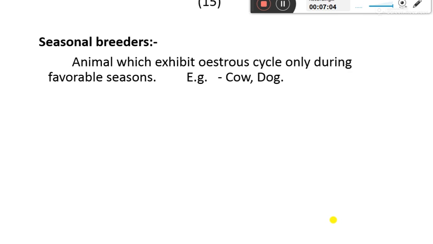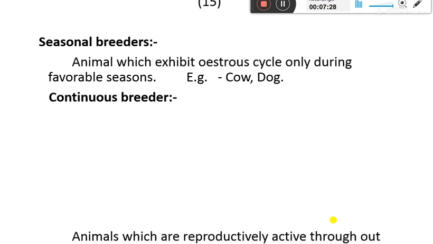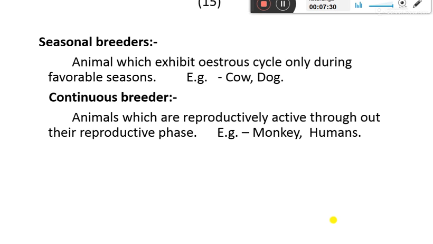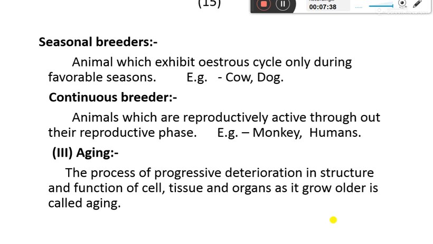Now, seasonal breeders are the animals which exhibit the oestrus cycle during favorable seasons only. When the particular season occurs, with favorable temperature, duration of day, etc., only then will they start the oestrus cycle. But continuous breeders are the animals which are reproductively active throughout the reproductive phase, as in the case of monkeys and humans.